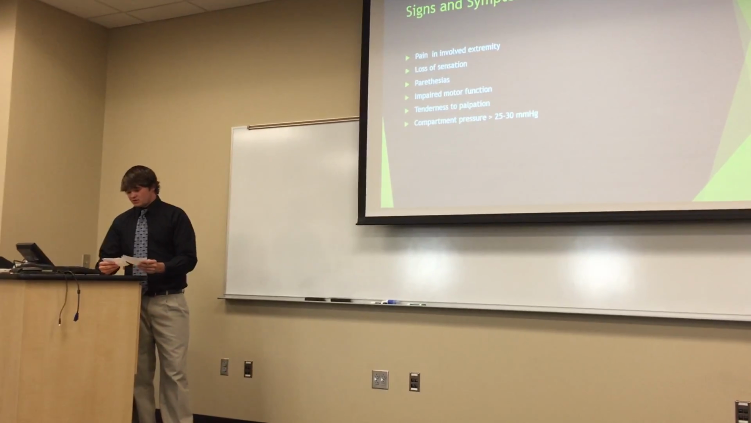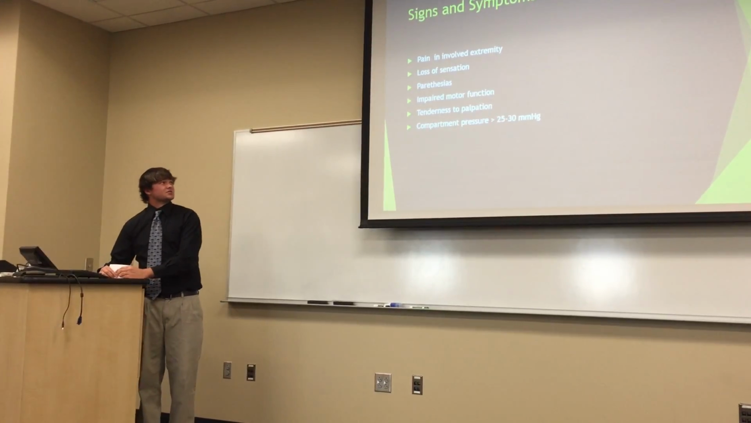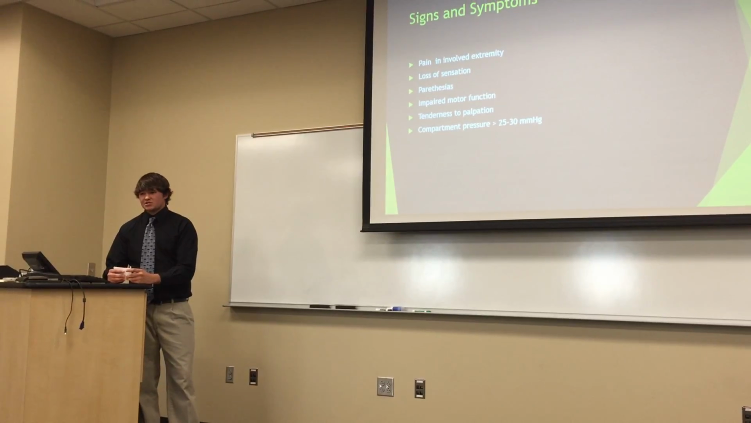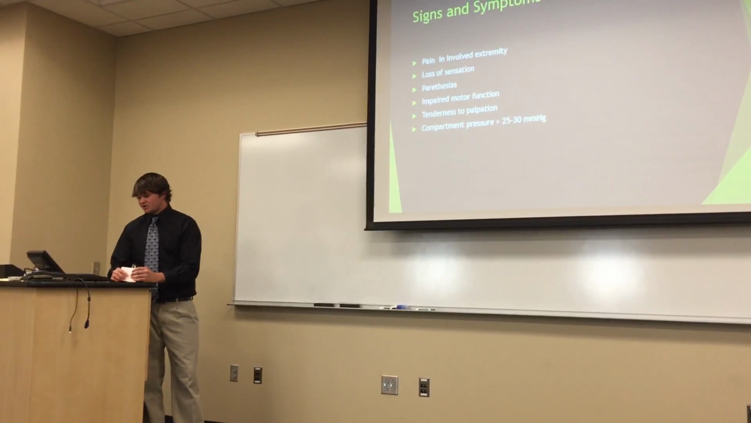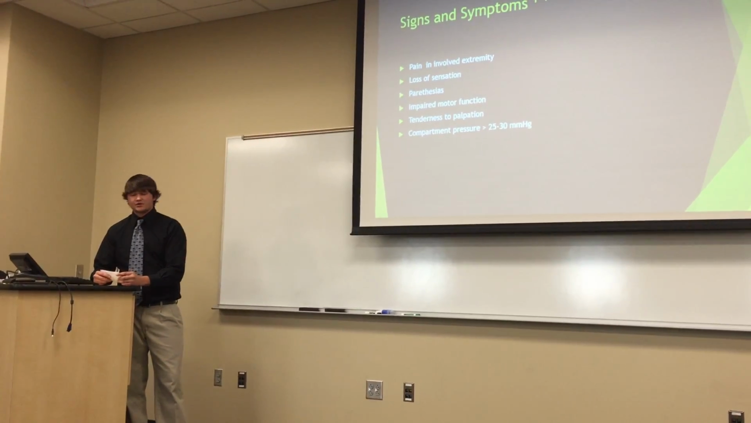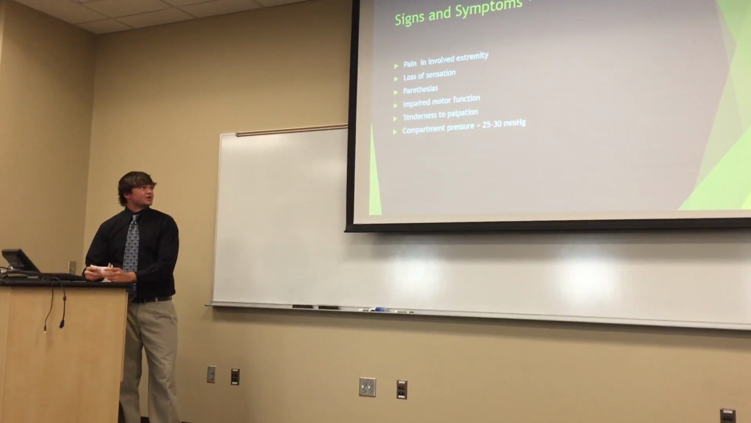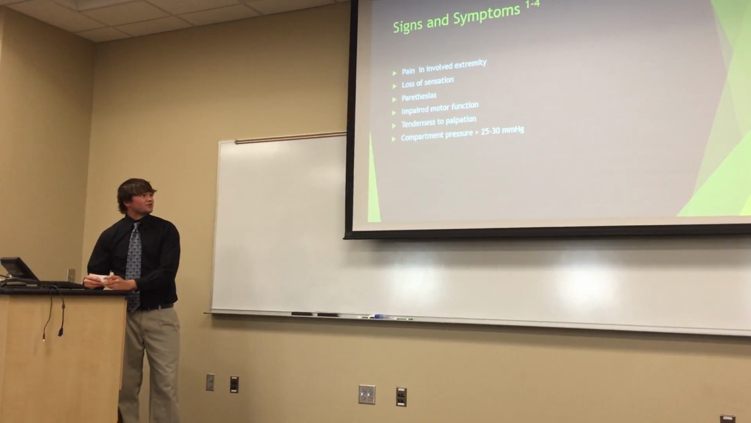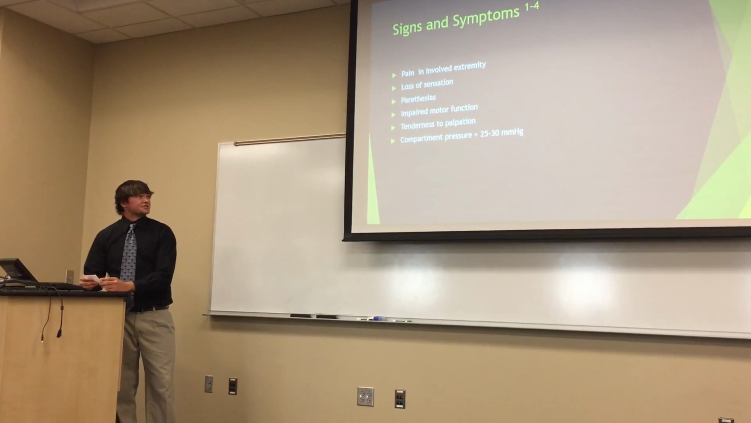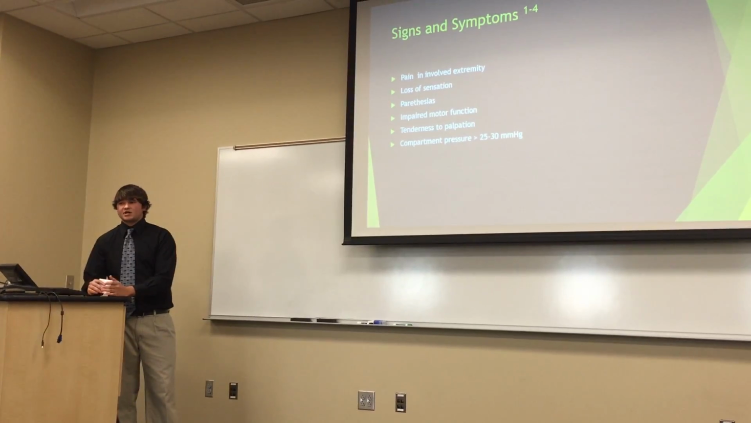So the most common signs and symptoms that are associated with anterior compartment syndrome: obviously pain in the involved extremity, loss of sensation, paresthesia, impaired motor function, tenderness to palpation, and compartment pressure greater than 25/30. Now, right away, you're going to see the pain and then some swelling. The loss of sensation and impaired motor function may not be present right away, but as the pressure inside the compartment increases, they may get loss of sensation and impaired motor function, which can be prevented, as I will talk about later on.